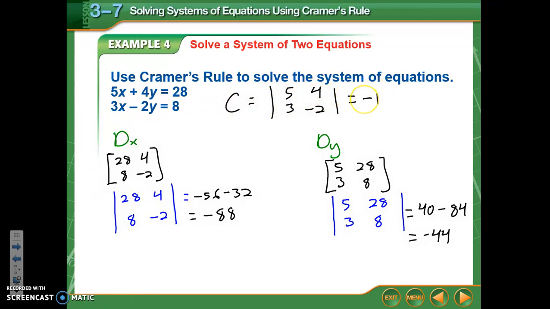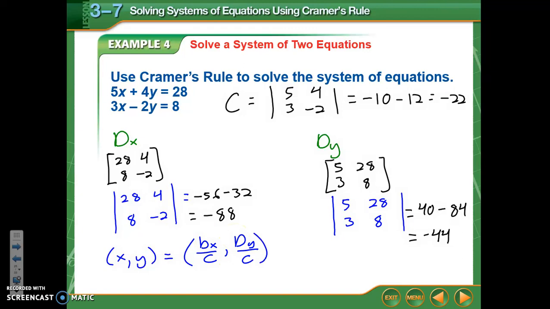Then we also need to find the coefficient matrix determinant. So 5 times -2 is -10. 4 times 3 is 12. That gives me -22. So now to find the solution, remember my solution is an ordered pair xy. To get that, I have to do dx over c. That's going to be my x coordinate, and my y coordinate is dy over c. So all I have to do is take -88 divided by -22. That'd be my x coordinate. And my y coordinate is going to be -44 over -22. When I simplify that, I will get 4, 2.